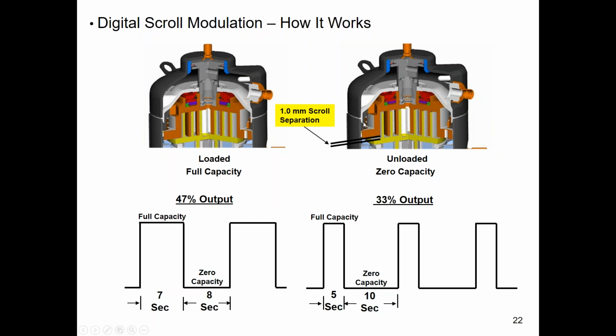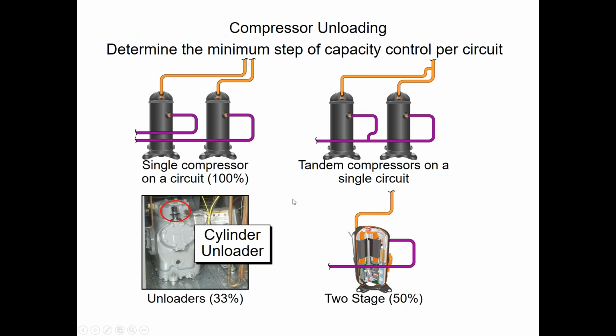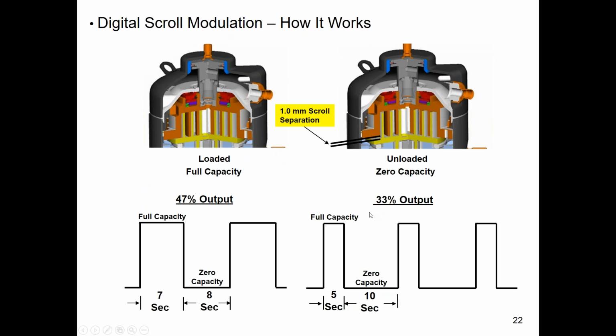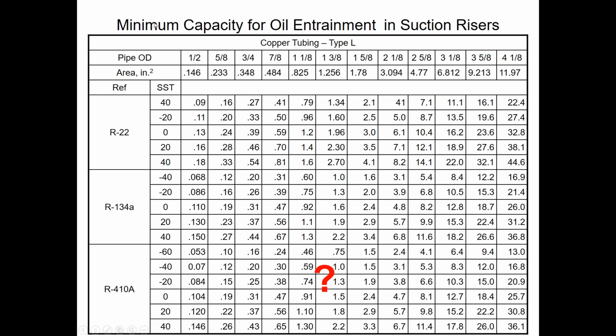All right, good deal. So we talked about all the different capacity changes in the systems, if we're doing multiple compressor racks, two-stage equipment, modulating compressors, capacity change. So the charts that we're going to get into here shortly: what we do is we go into minimum capacity tables for oil entrainment. And this is all based on the type of refrigerant.